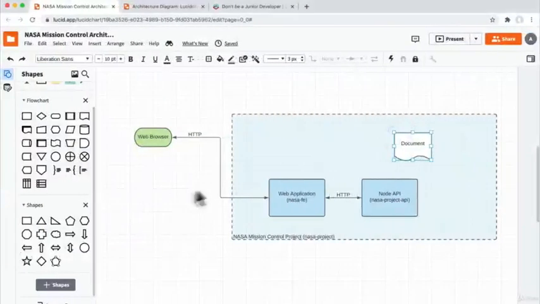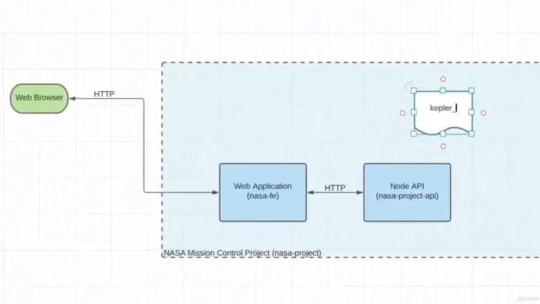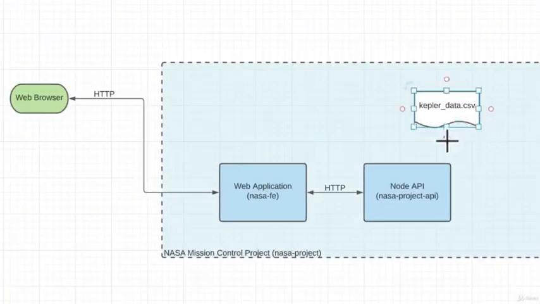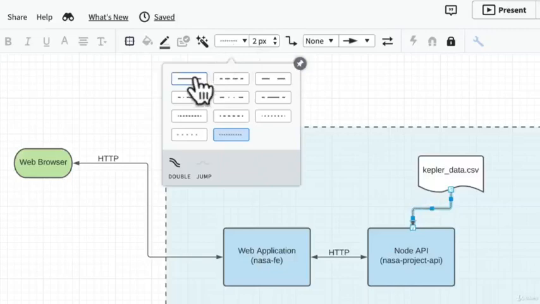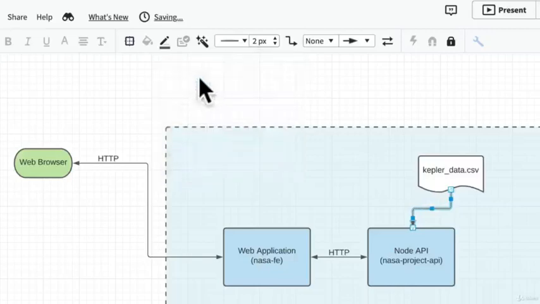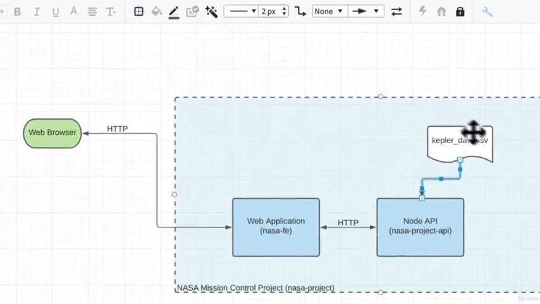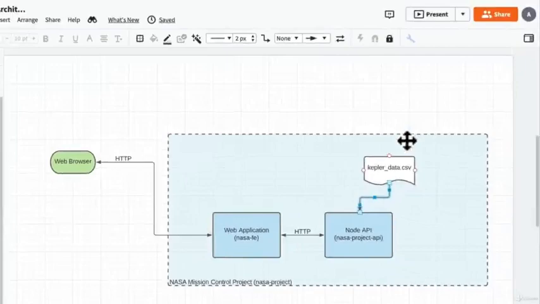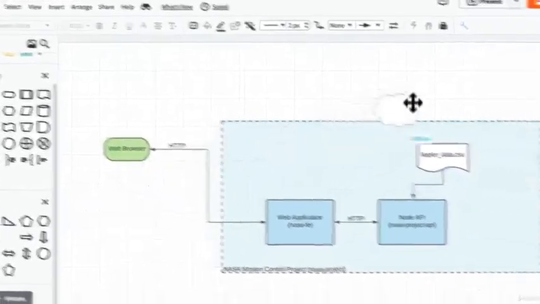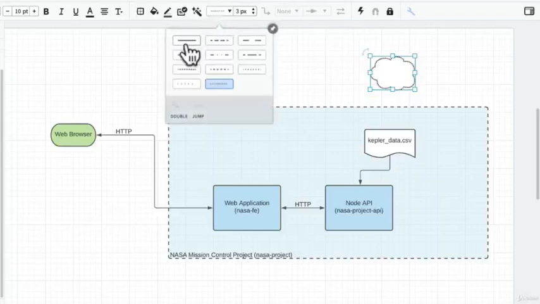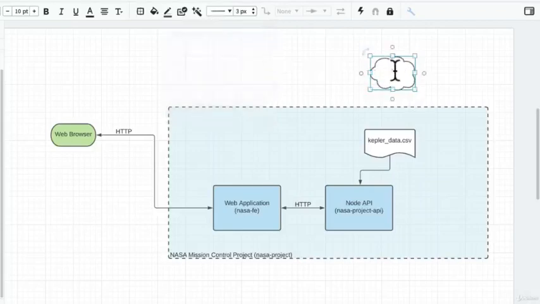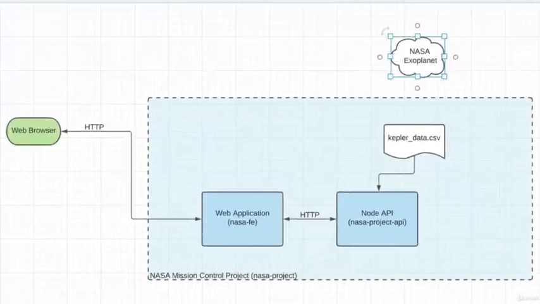So, this is going to be Kepler_data.csv, which is depended on by the Node API. And this is a direct requirement, so I'm going to use the solid line again, where the API reads in data from Kepler_data.csv. And this file originally comes from the cloud, specifically the NASA Exoplanet Archive.